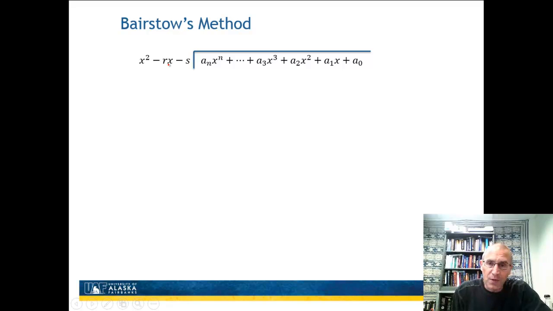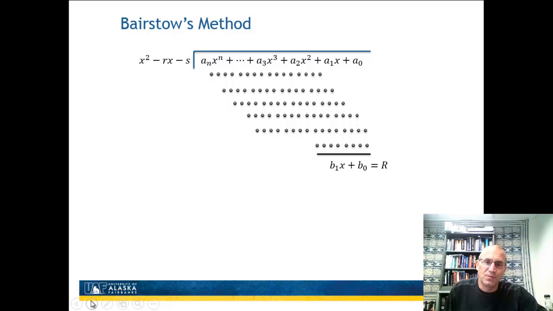In Bairstow's method, I take the polynomial that I want to find the roots of, that's what's underneath here, and I divide it by another polynomial. I'm going to use a quadratic, because I want to be able to find complex roots. Otherwise the steps are the exact same. I have an initial guess of R and S that's going to give me two initial roots. Then you go through and do all that long division.